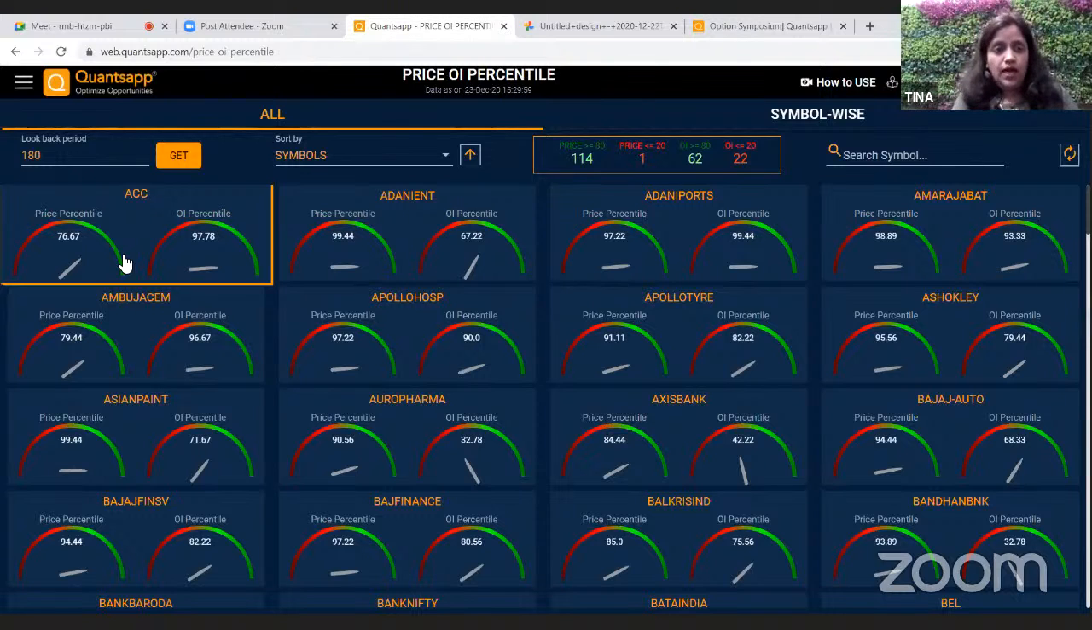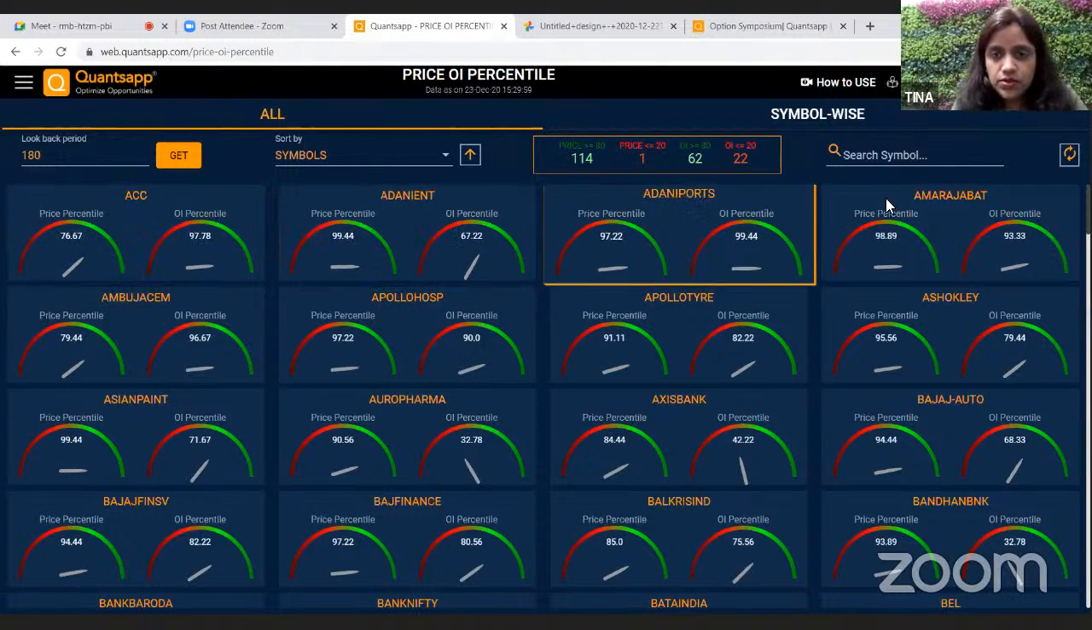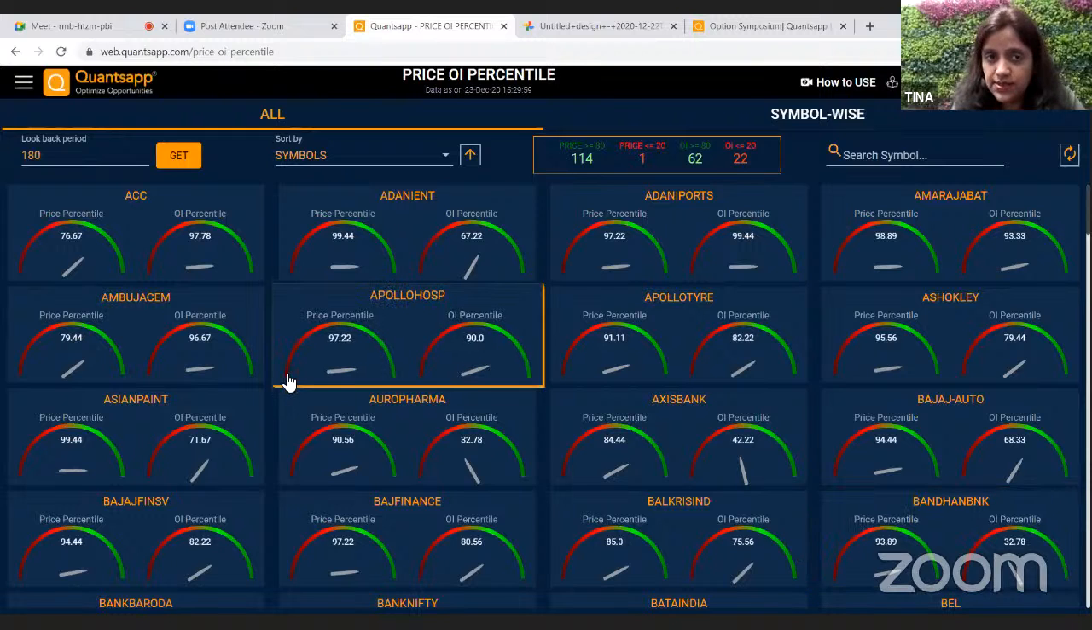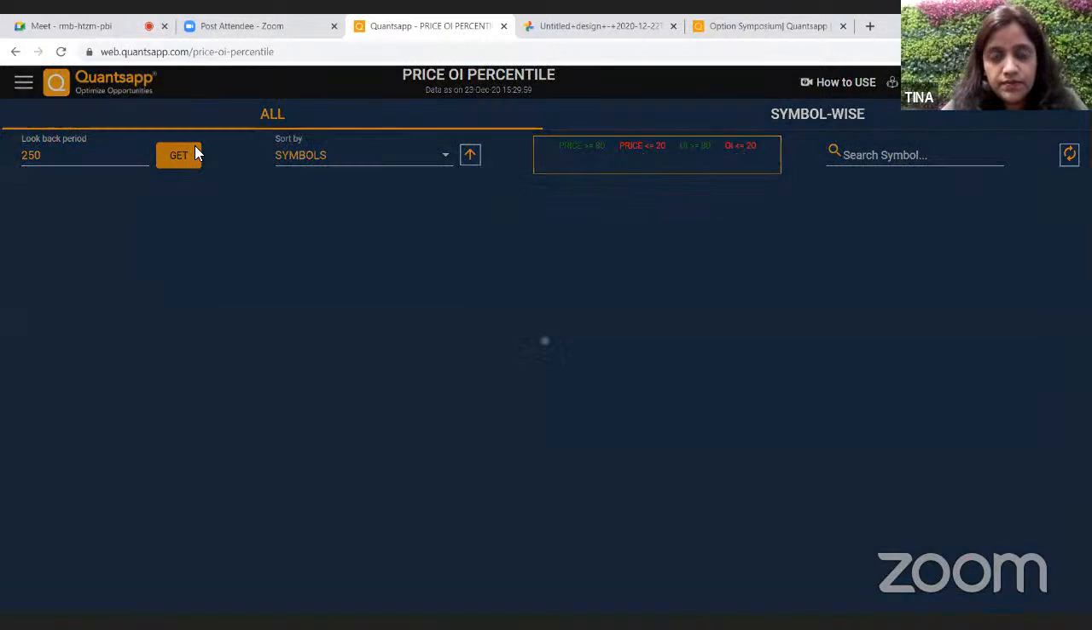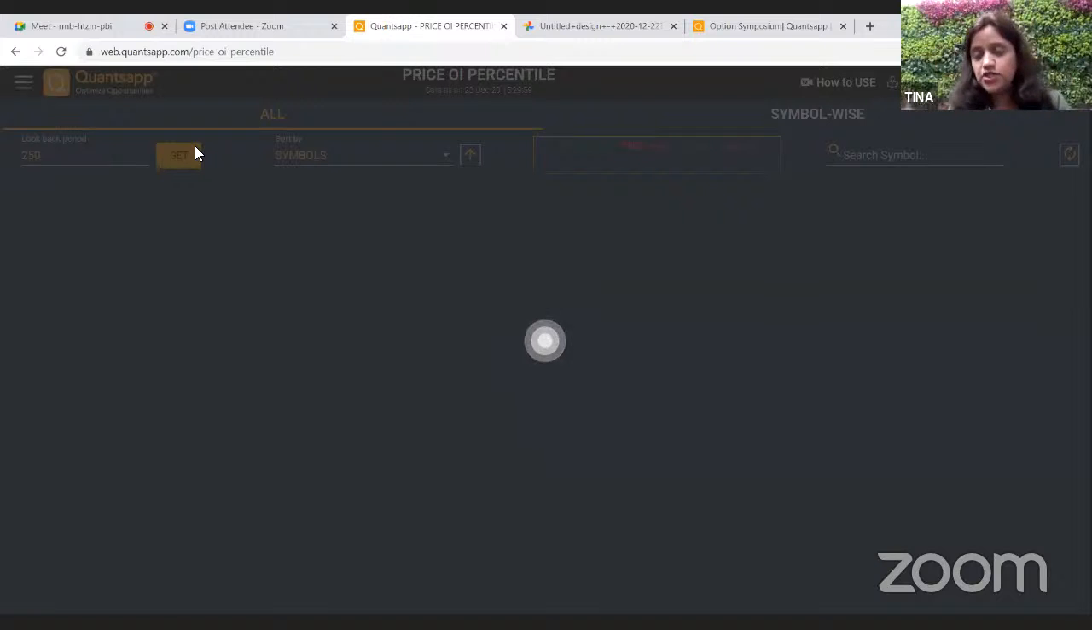Okay, now if you look here, you have all the F&O stocks. So you have a look back period. By default, we have kept it at 180 periods. You can change it, say I want to make it 250. I can do that. It will give a larger perspective of data.